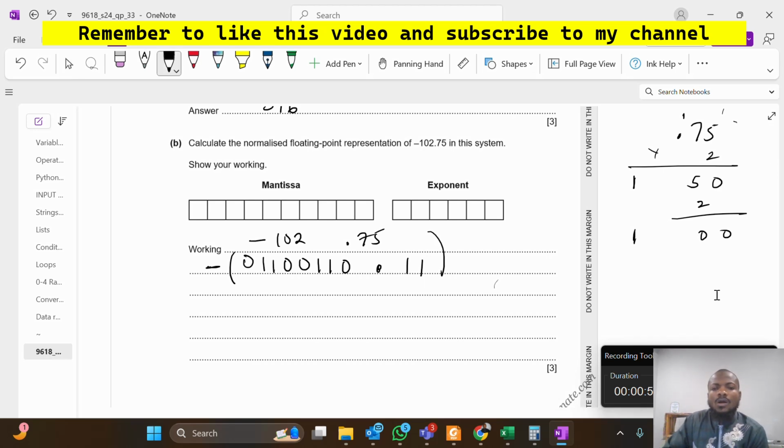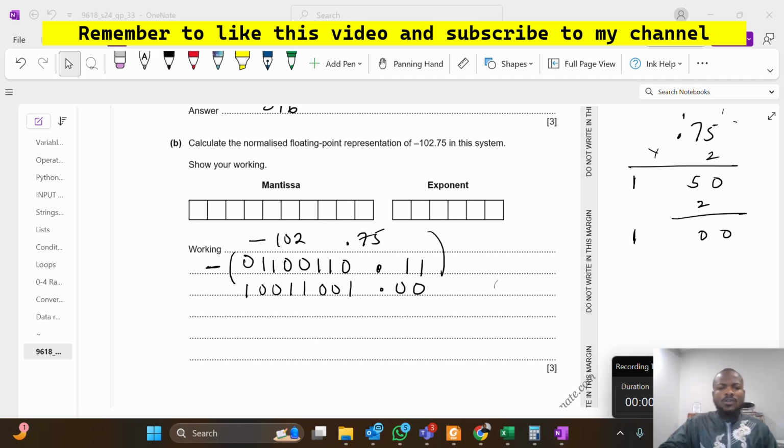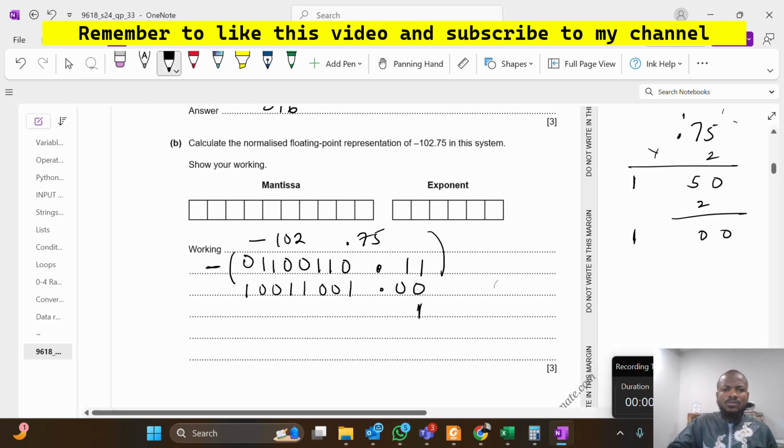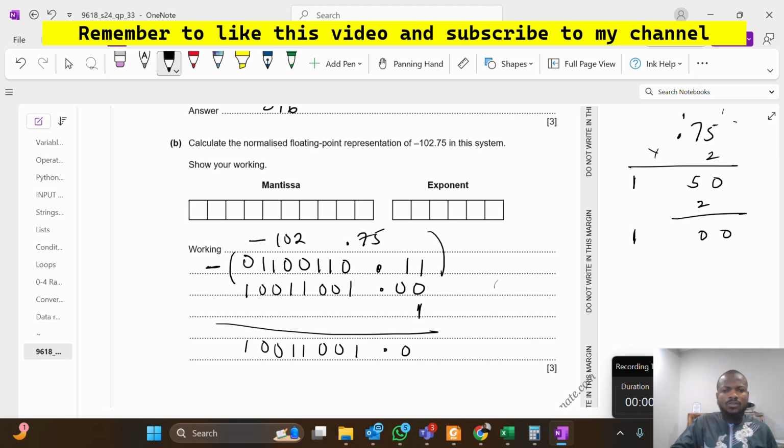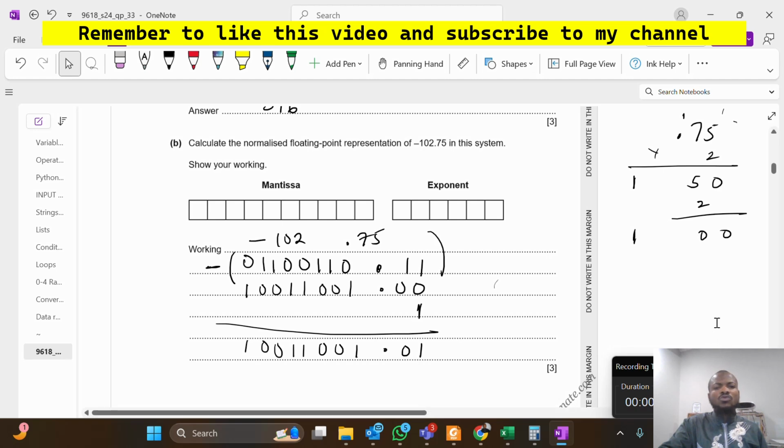Then the next thing is to convert this to two's complement. Okay, so that will be 100110001.00. I hope this is understood. Then you add 1 to this value so that this gives 100110001.01. So this is the two's complement of minus 102.75.